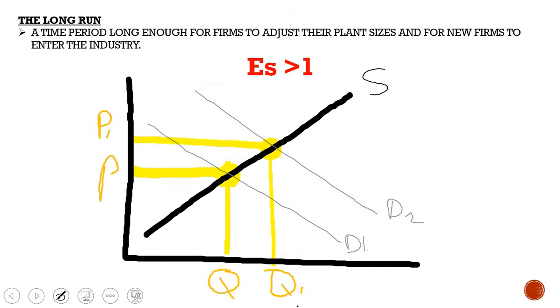Okay, then the long run. So the long run is a time period long enough for firms to adjust their plant sizes and for new firms to enter the industry. So here your E of S is greater than 1. So if you have a change in price, so for example an increase in price, you're going to have a larger change in your quantity supplied. So this would be a positive number, so it will be a big or a large number. Okay, because producers have enough time to respond to that change in your price.